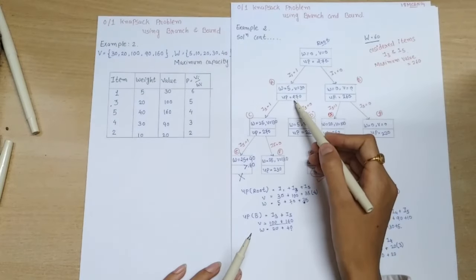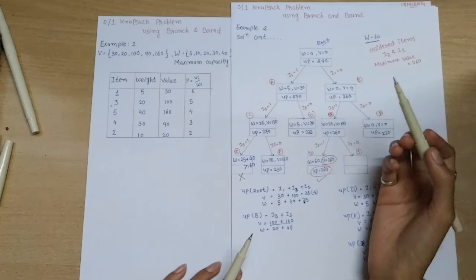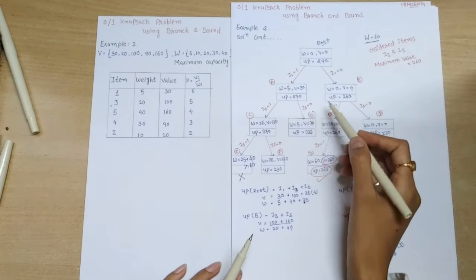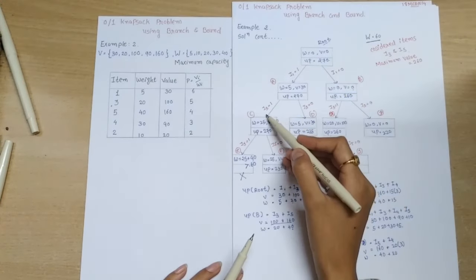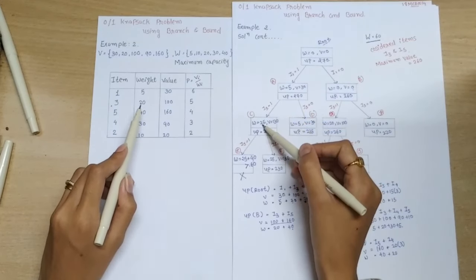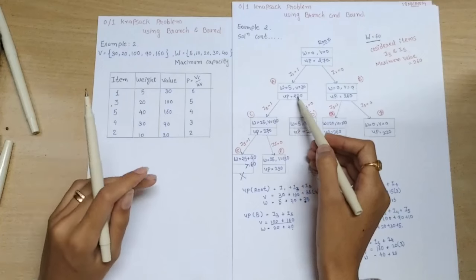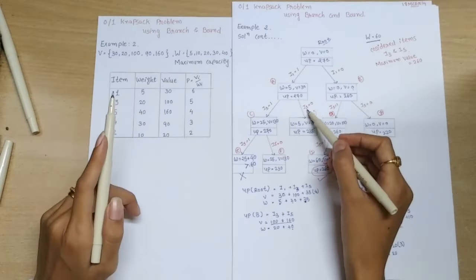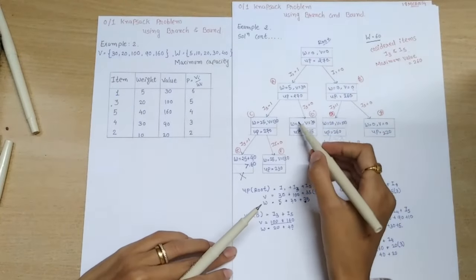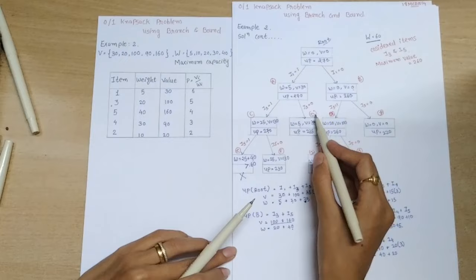Here we have maximum value of upper bound at node A, so we will explore node A with considering item 3 and not considering item 3. If we consider item 3, then weight will be 5 plus 20, that is 25, and value 30 plus 100, that is 130, and upper bound will be same. If we do not consider item 3, then weight and value will be same as the root, that is 5 and 30, and we have to calculate upper bound for the node D.